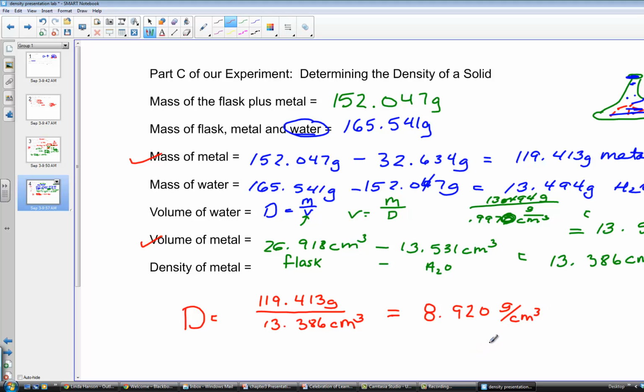What have we learned? We learned that part A of our experiment will be practicing the use of an analytical balance by trying to get a constant mass reading of pennies. In Part B, we've learned how to determine the density of an unknown liquid. And in Part C, we've learned how to determine the density of an unknown solid.